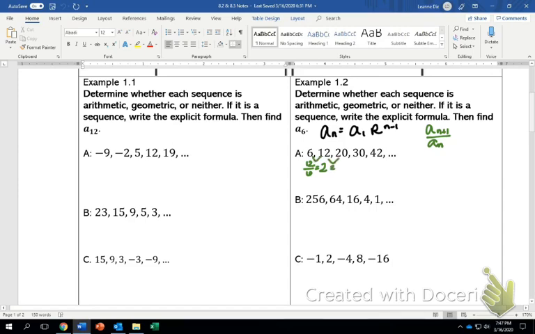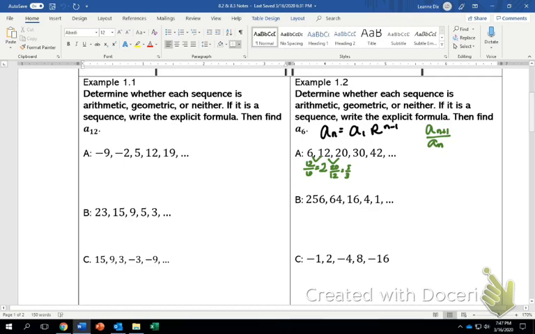The next one would be 20 over 12. 20 divided by 12 is going to equal 1.6 repeating. So if we were to put that into a fraction, it'd be 5 over 3. And this is not consistent, okay? It's not consistent when we are multiplying or dividing. So we know it's not geometric.